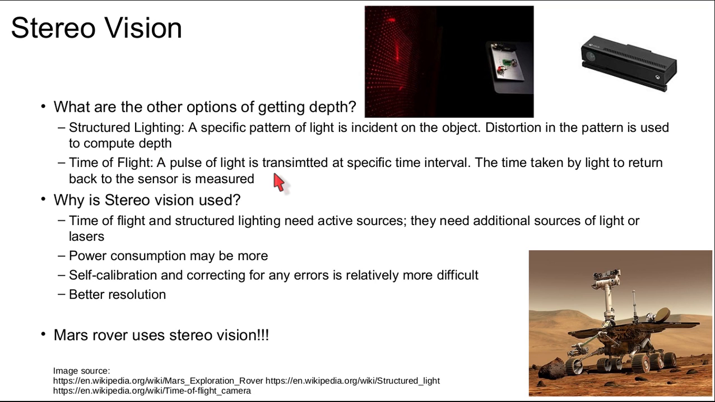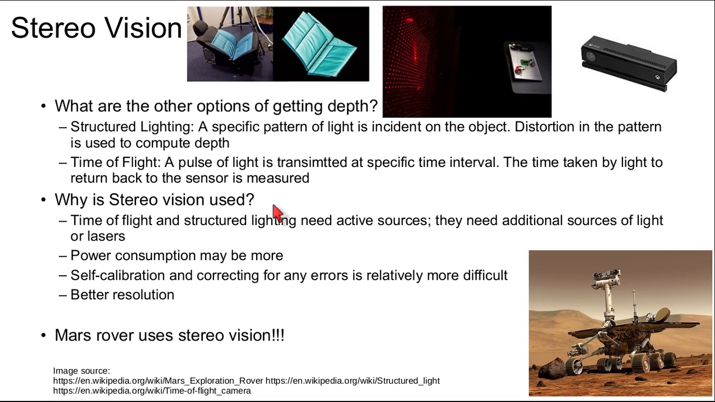And this distortion can be used to measure the depth. Time of flight can also be used to measure depth. A time of flight camera is a camera where light of a specific pattern is transmitted at certain intervals. The time taken by the light to return back to the sensor is measured. This, for example, is a Kinect sensor. It's a Microsoft Kinect sensor that used to be sold with Xbox, and this was very good at measuring depth.